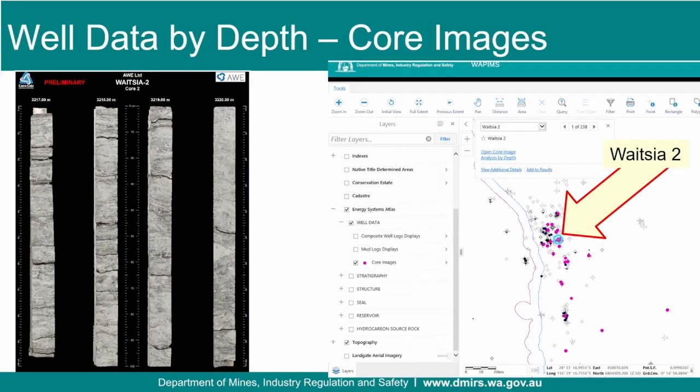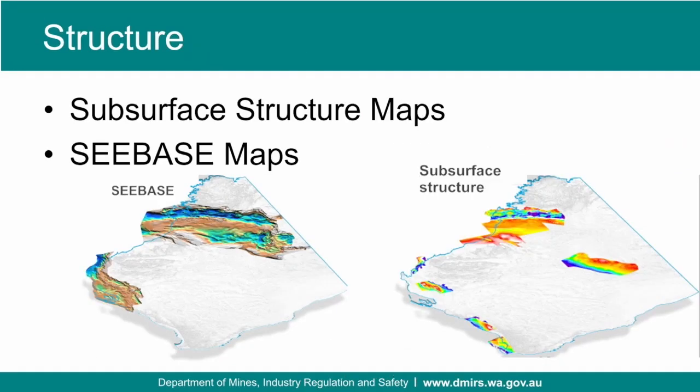And core images. We still need to do a bit more work on this layer, but all the core images that have been submitted by companies as part of the PGERA Act are available to view through the WAPIMS map, through the Energy Systems Atlas. And there's an example of some core taken from Waitsia 2 in the Perth Basin.